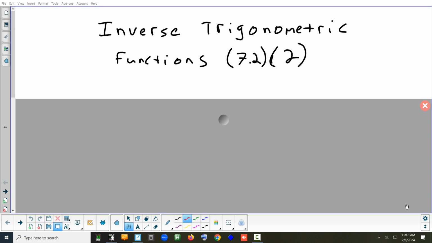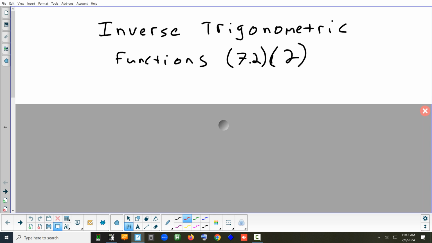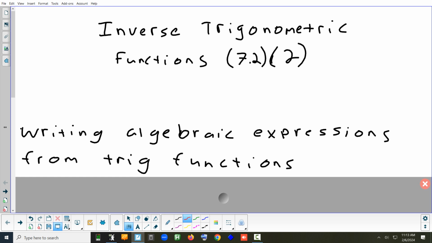Today we're going to look at 7.2 Part 2. And remember, tomorrow is 7.3, and Thursday will be 7.4. So we're going to look at a little bit more with inverse trig.